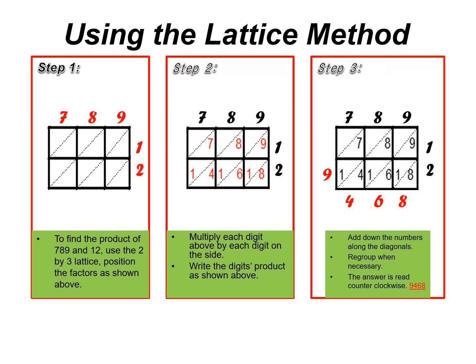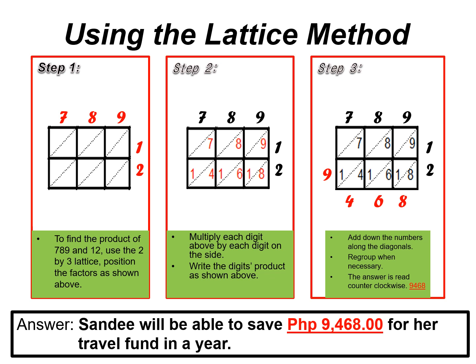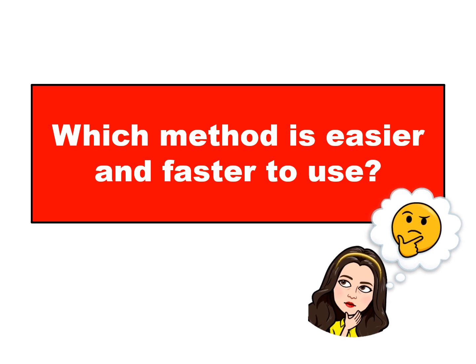9,468. Answer: Sandy will be able to save 9,468 pesos for her travel fund in a year. Which method is easier and faster to use?